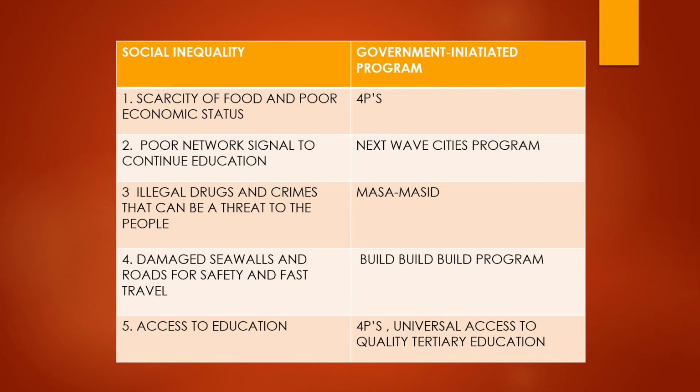Social inequality present and government-initiated program that will help. Scarcity of food and poor economic status, RAPID Growth. Poor network signal to continue education, Next Wave Cities Program. Illegal drugs and crimes that can be a threat to people, Masamang Droga. Damaged seawalls and roads for safety and fast travel, the Build Program. And last, access to education, UniFAST, Universal Access to Quality Tertiary Education.